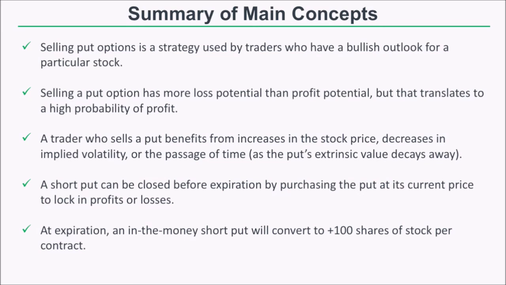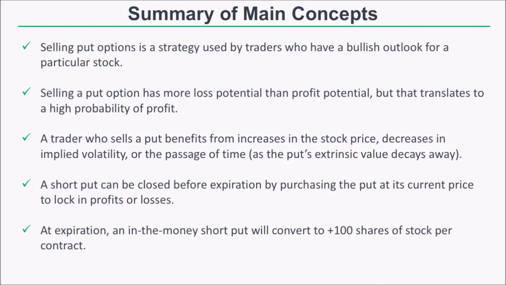So a trader who sells a put benefits from increases in the stock price, decreases in implied volatility, or the passage of time. Now, those three things give you a lot of flexibility in the ways that you can profit when selling puts. Now, a short put strategy can be closed before expiration by simply purchasing the put at its current price to lock in profits or losses. So you don't have to hold the short put to expiration. If the profit reaches a certain target of yours or if the loss gets too great, you can always exit a short put before expiration.